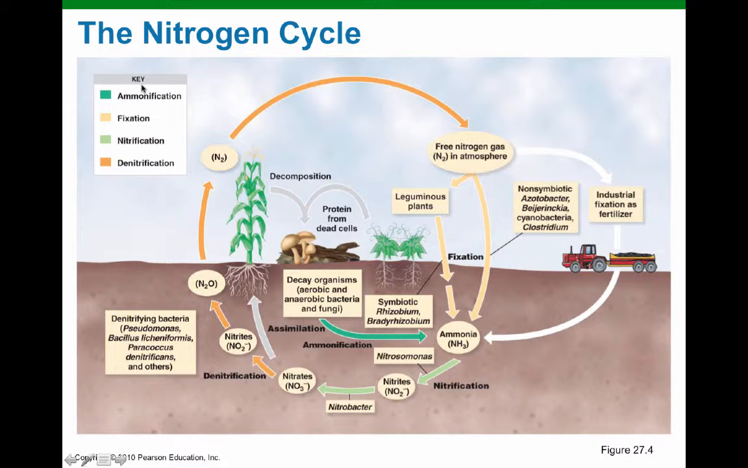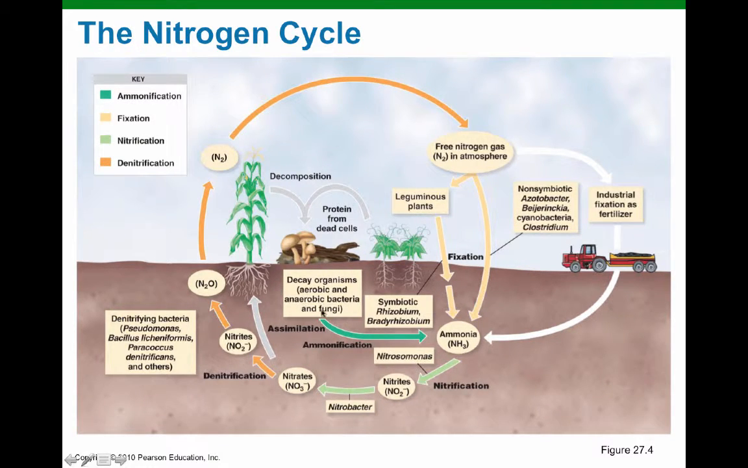I would like the class to be aware of these 4 metabolic steps here: ammonification, fixation, nitrification, and denitrification. If you look at the cycle, again, it's a balance of the oxidative and the reductive processes of taking free nitrogen gas, for example, and converting it to fixed forms. So these microbes actually continue the cycle.